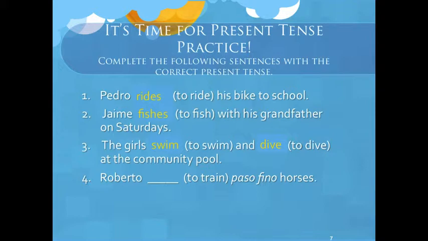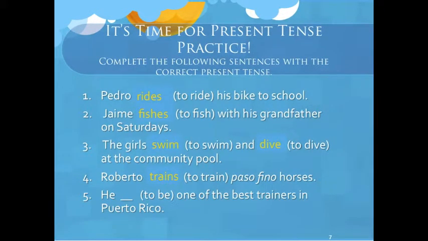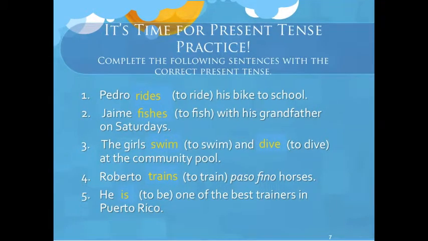The next sentence, Gail. So number 4, Roberto to train Pasofino horses. I like this sentence. I do too. Roberto is he, so the verb should end with an S. So Roberto trains Pasofino horses. Very good. Lastly, we have he to be one of the best trainers in Puerto Rico. We look at that. It is he. It is singular, so the verb ends with an S. So it is. Oh, that was fun.